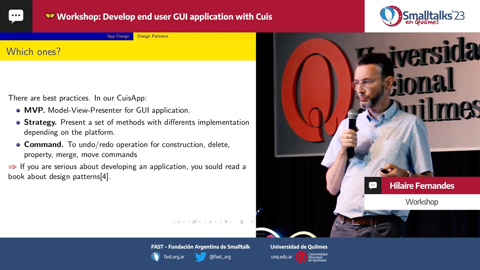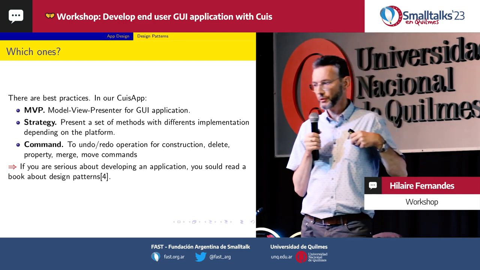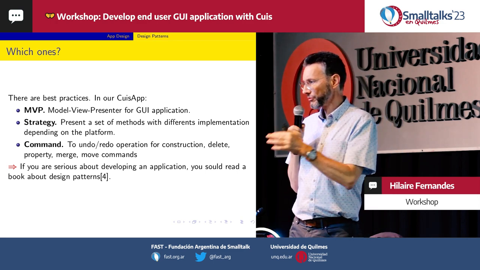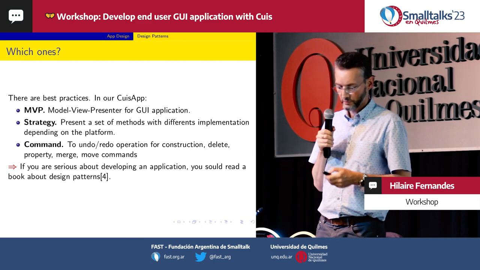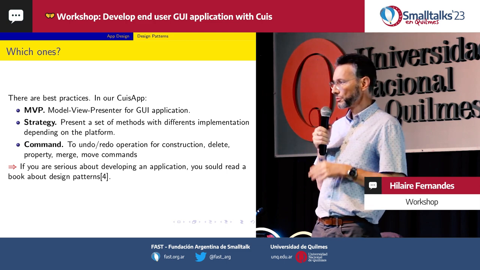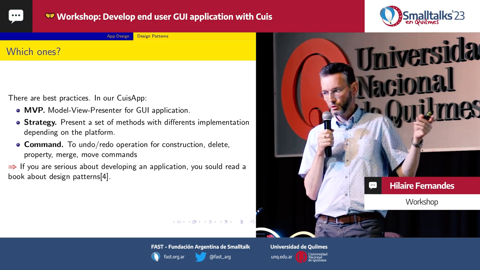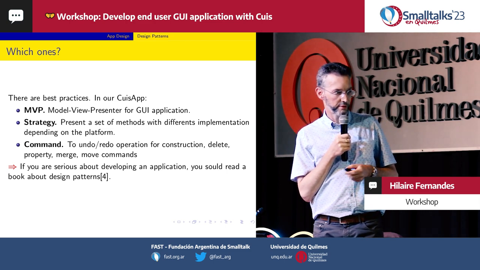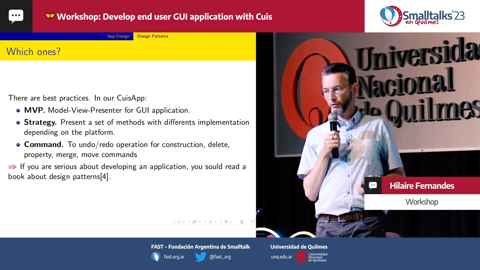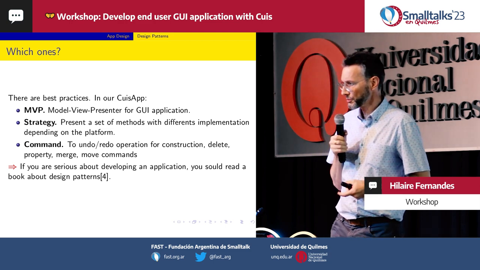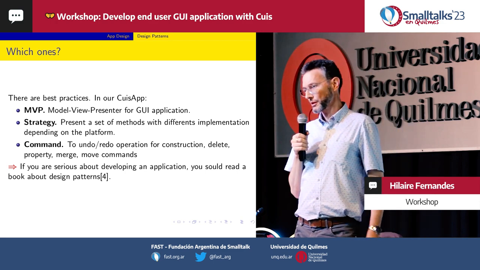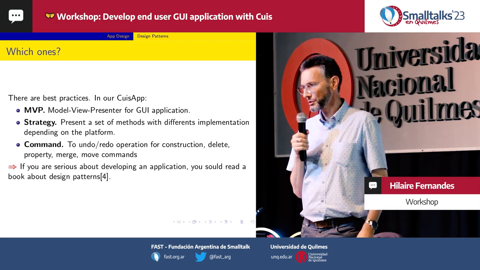Strategy is a way to present different implementations when your software will run on different platforms. And then I will show the command pattern to do undo operations. So that's the three patterns that will be used in the implementation. I recommend reading. We have a few books that are really worth reading. If you want to read only one book in computer science, Design Patterns is, I think, where you will get the most use.